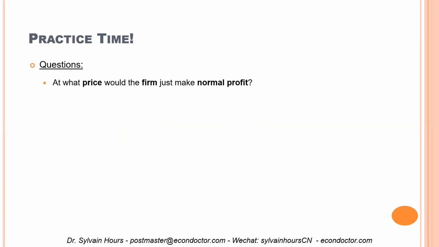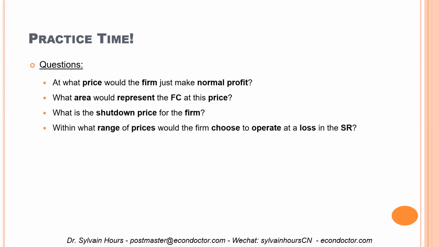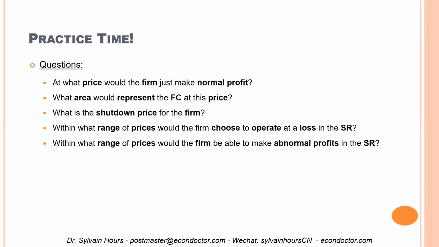At what price would the firm just make normal profit? What area would represent the fixed cost at this price? What is the shutdown price for the firm? Within what range of prices would the firm choose to operate at a loss in the short run? Within what range of prices would the firm be able to make abnormal profit in the short run? And finally, identify the firm's short-run supply curve. So let's do these questions one by one.